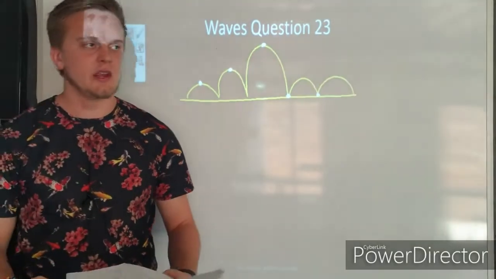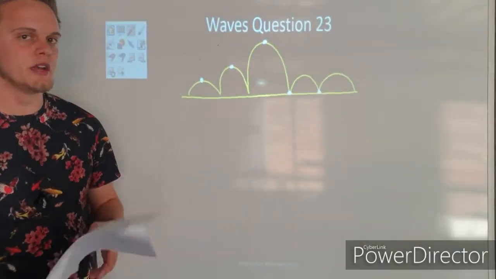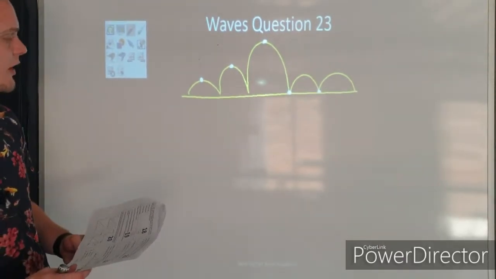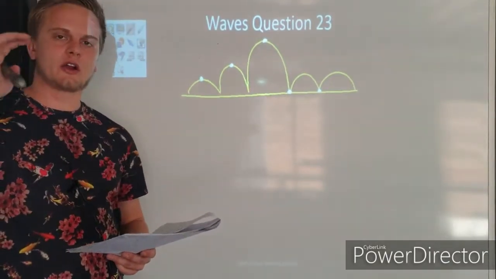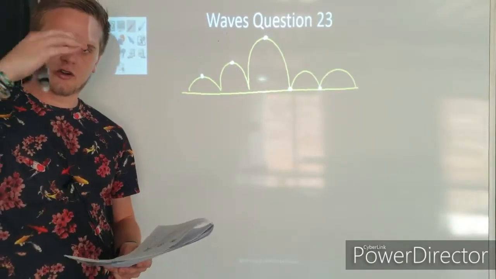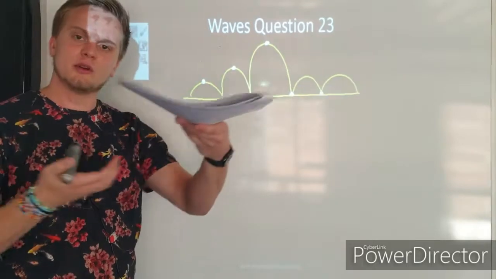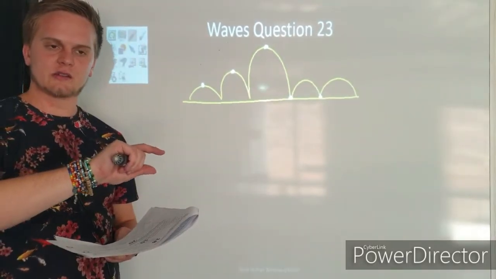With number 23, they just want to test your wording. They give you this graph, and it asks at which positions will a crest and a trough overlap. You should know that if it's a crest and a trough that move towards each other, we will have destructive interference.